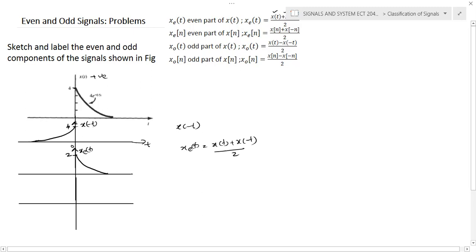Now for the negative side, the first signal magnitude is 0 here, and here there is a non-zero magnitude. So you'll get exactly the same shape, but the amplitude will be less. So here you'll get 2. At t equal to 0, it's 4.